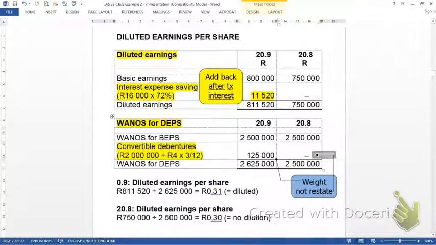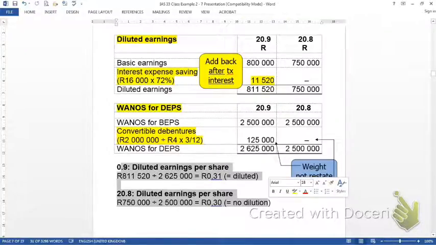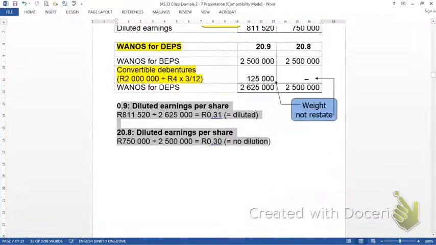Again, we do not restate. We only weight it, as you saw there. We will weight this amount, but we're not going to restate anything because there was nothing to be restated at that stage. Once you've calculated this figure, you will now go and calculate your diluted earnings per share, causing the dilution.